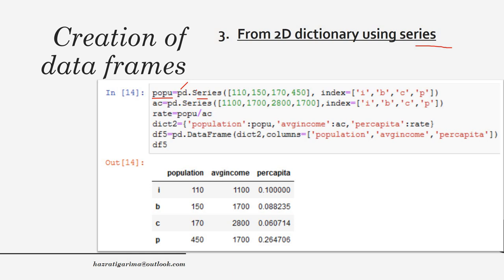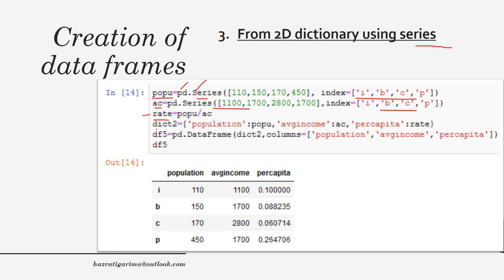Similar to DataFrame, Series also has a capital S, and I'm giving the index values as I, B, C and P. After that I'm creating another series object AC, and similarly I'm creating the series values over here. Please keep this in your mind, the index should be the same in both series objects. After that, since we can apply arithmetic operations to series objects, here I'm creating another series object that is rate, and I'm dividing POPU by AC. So this will automatically become a series object also.